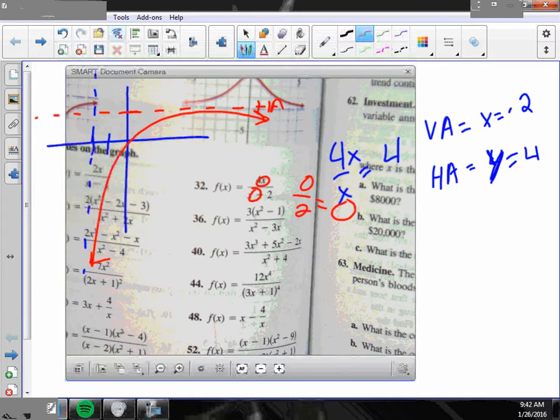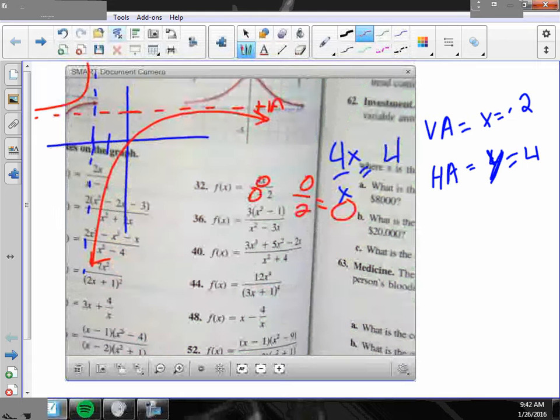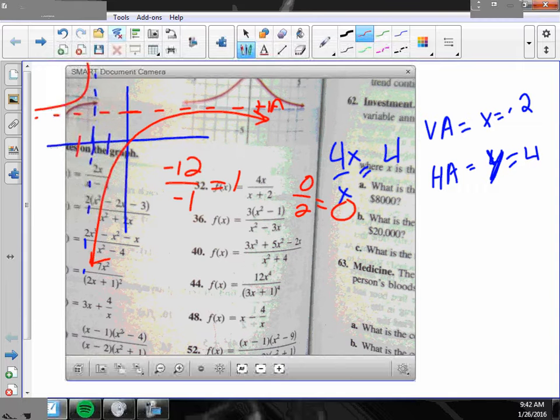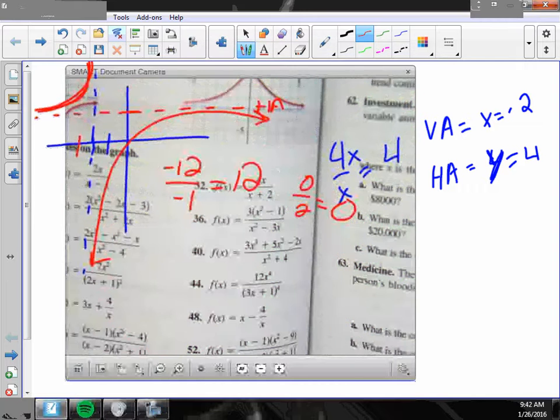Okay. Do I already know what the other one's going to look like? Sure. Where is the other piece going to be? It's got to be on the top left, and I would plug in -3 to check. So if we plug in -3, we would get -12 over -1, which is 12, which is above the HA. So it would be right there. Does that make sense? Okay.